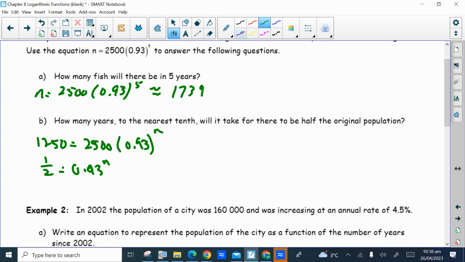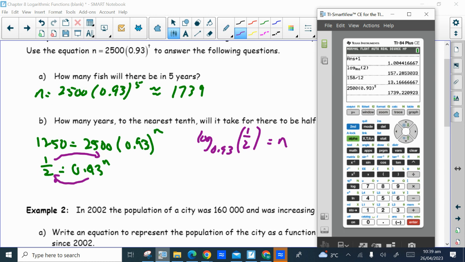And we will solve for n by converting from exponential to logarithmic. Start with the base and cycle through. The base of the exponential function is 0.93. That'll be the base of the log. It's log with a base of 0.93 of 1/2. That's what n equals, and we can do that on our calculator.